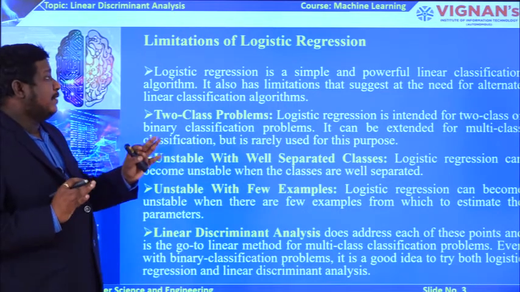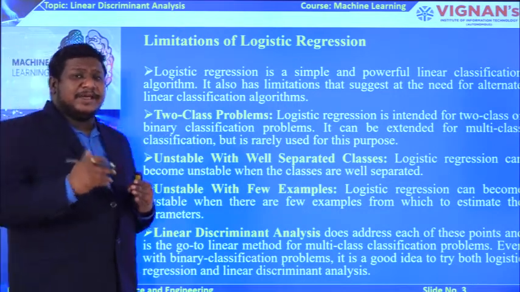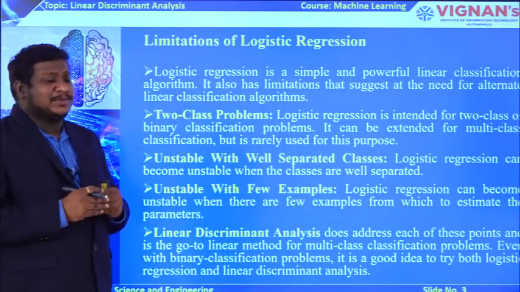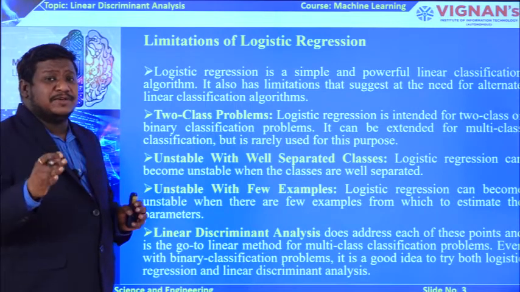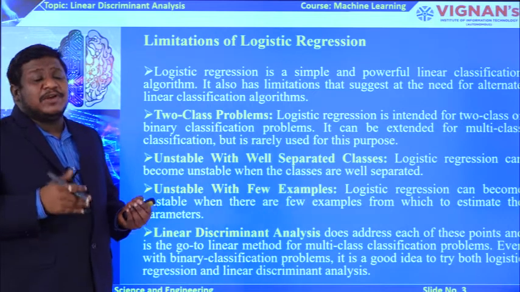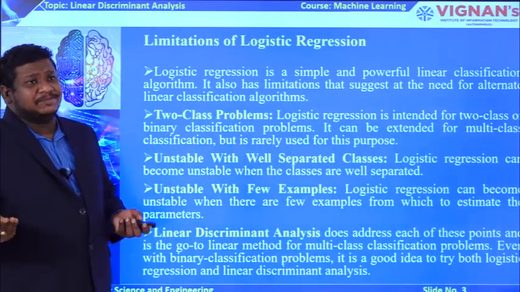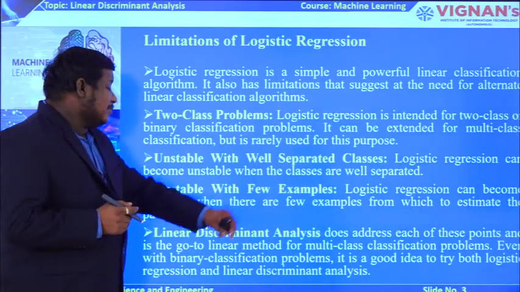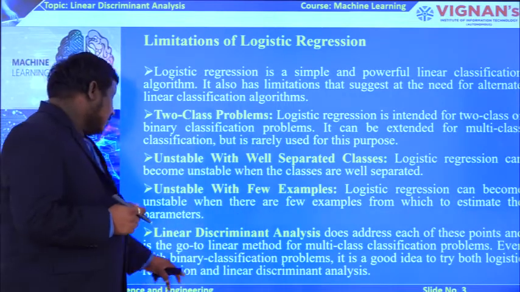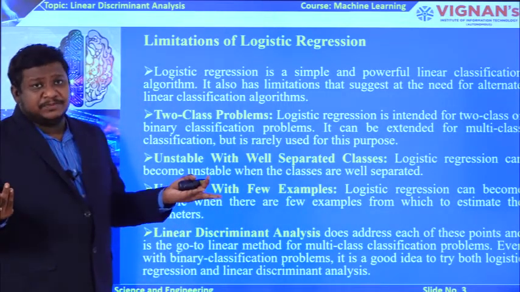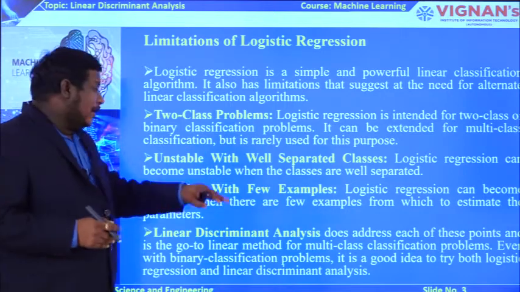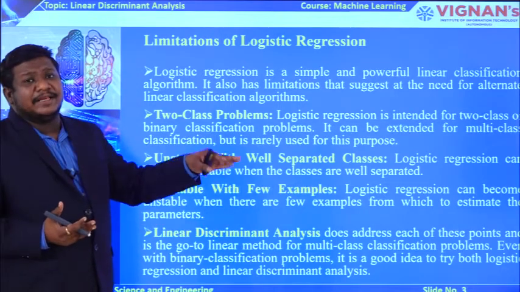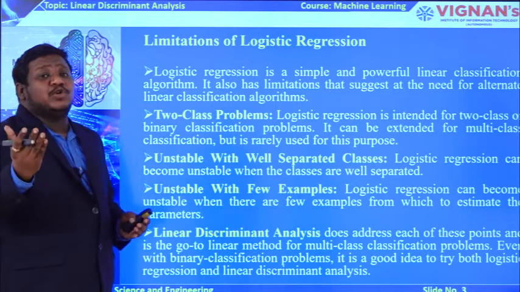So the simple difference between logistic regression and linear discriminant analysis is that logistic regression can be used for binary classification problems, whereas linear discriminant analysis can be used for multi-class classification problems, where you have more than two or three classes. Even with binary classification problems, it is a good idea to try both logistic regression and linear discriminant analysis. It doesn't mean that if you have only two classes, you cannot use linear discriminant analysis. You can use either a logistic regression model or a linear discriminant analysis model, even if you have two classes to work with.